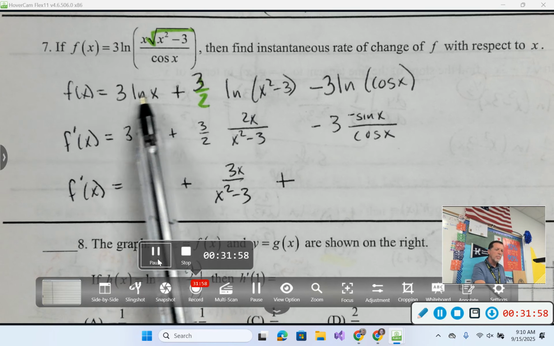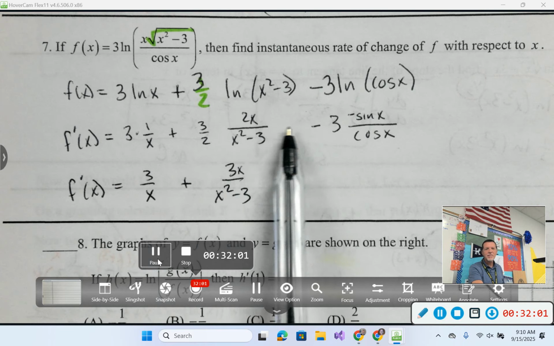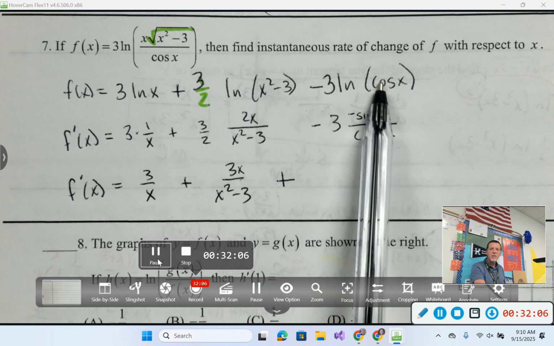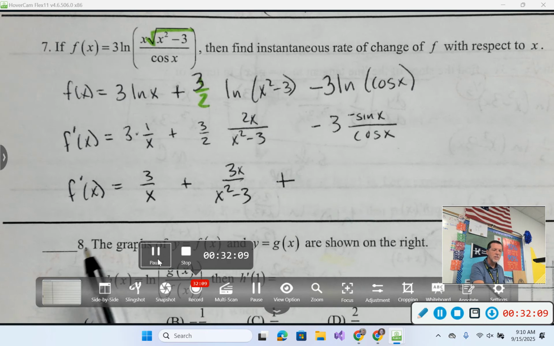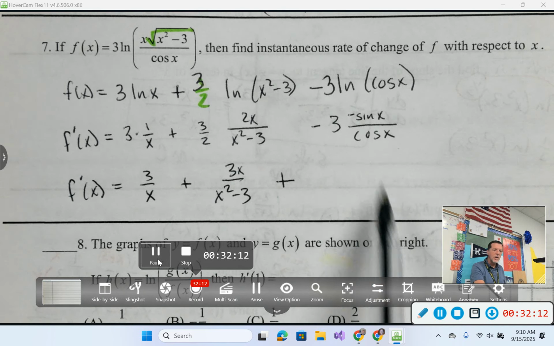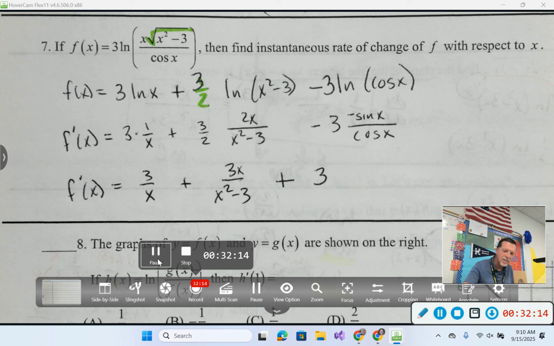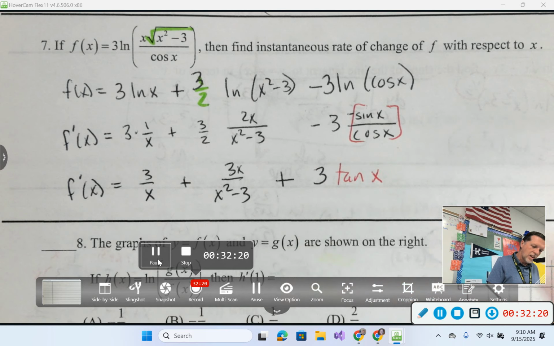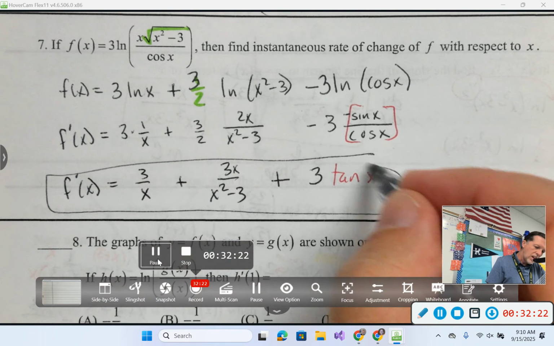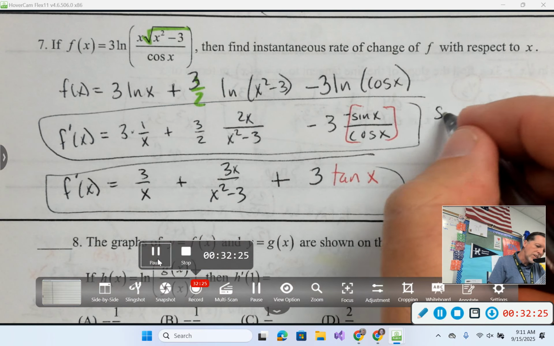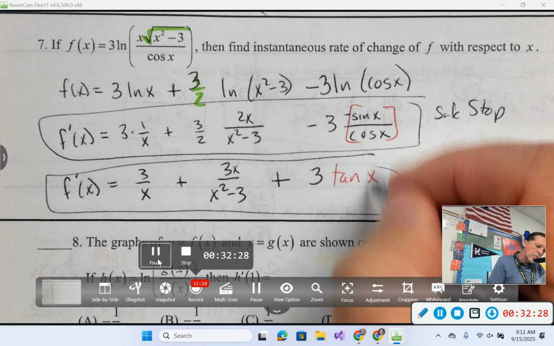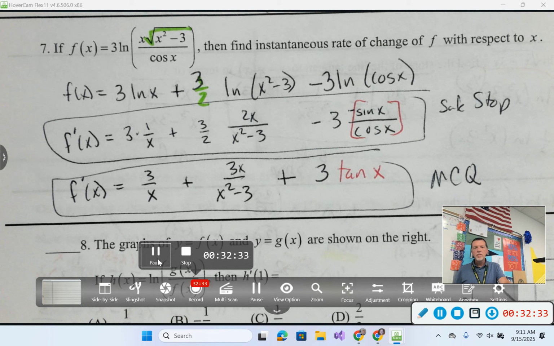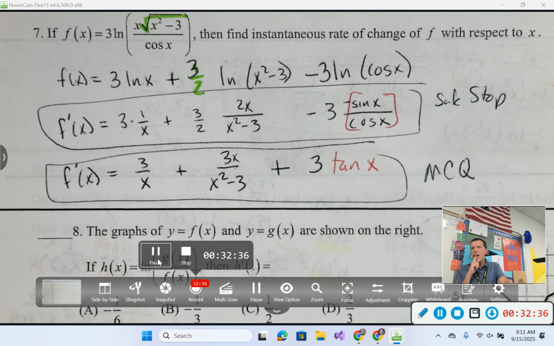So, derivative of natural log is 1 over x. 1 over x squared minus 3 times the chain rule. 1 over cosine times the chain rule. A little bit of cleanup work. What about sine over cosine? That's tangent. And again, nothing wrong with the first answer. But especially that tangent thing, that would definitely be something you have to be careful about when you're looking for your multiple choice answer.